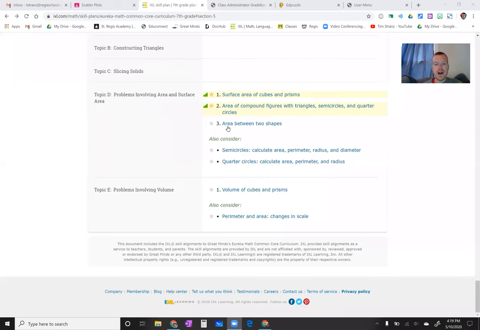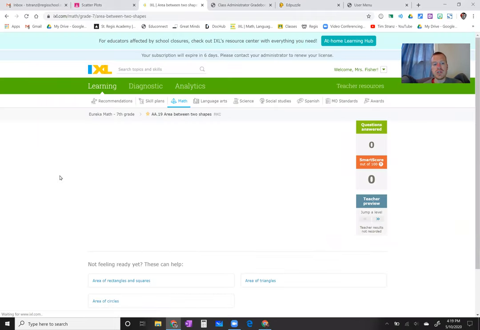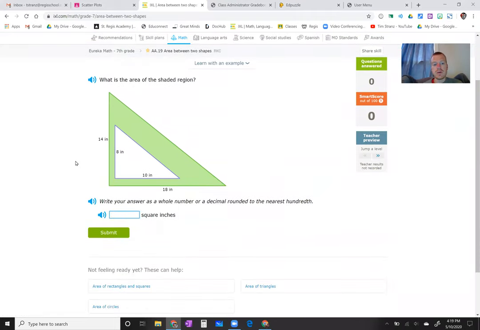Today, we are going to start a new lesson. It's actually a continuation of what we've been doing, but it is a new lesson, okay? So let me go ahead and share with you what we're going to be doing. It's going to be this one right here, area between two shapes. I'm going to go ahead and assign this to you. Basically, we're going to be finding the area of two shapes, and subtracting them from one another to find the one that they're asking for.